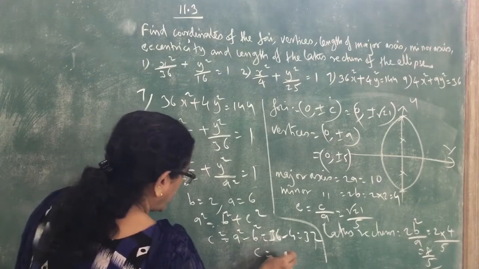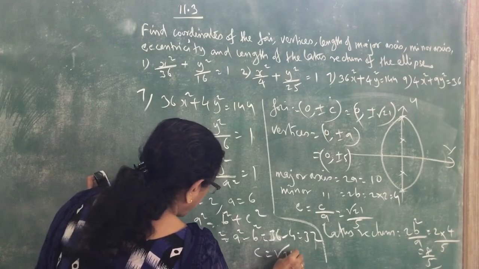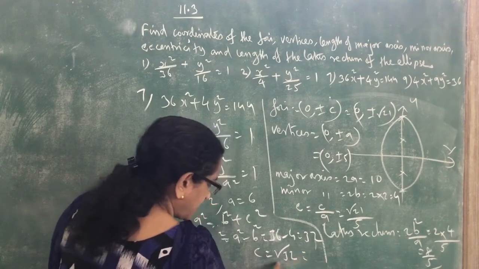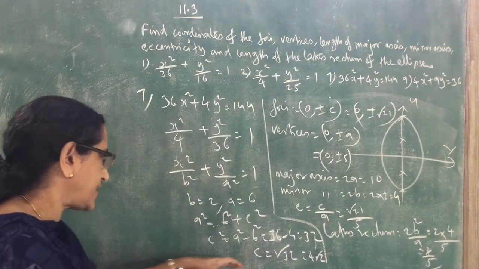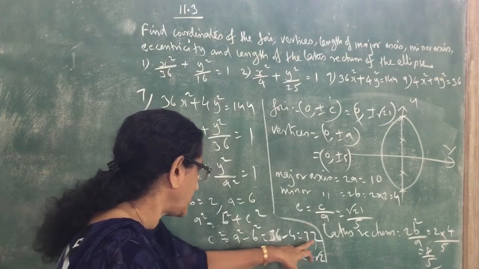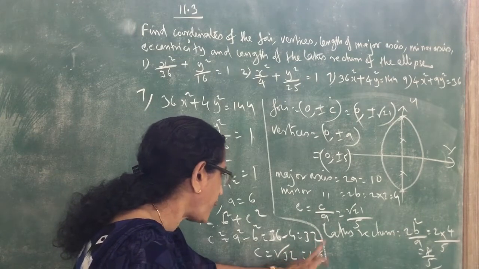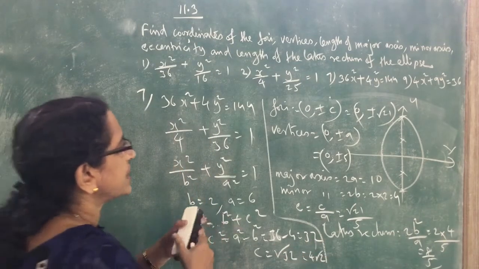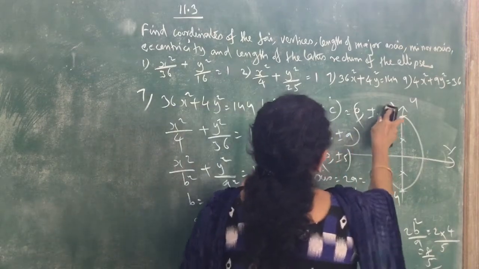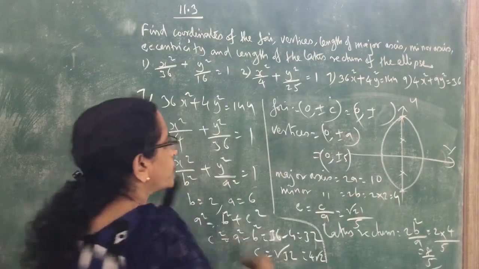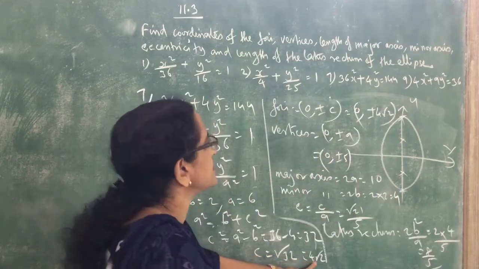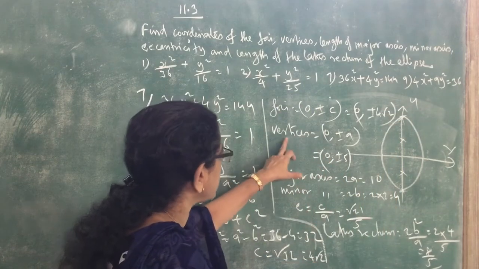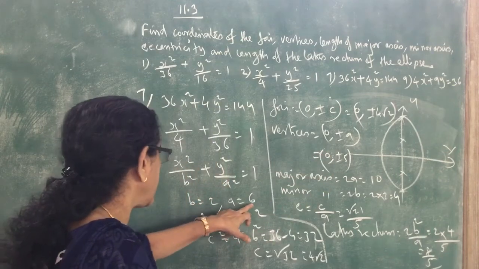So c equal to root of 32, that is 16 into 2. Therefore we get 4 root 2. So we got c. So foci is 0 plus or minus c, that means 0 plus or minus 4 root 2. Vertices 0 plus or minus a, 0 plus or minus 6.